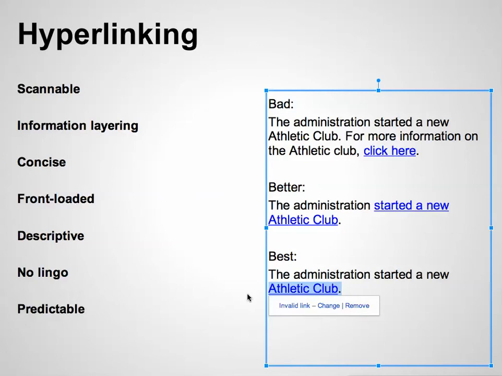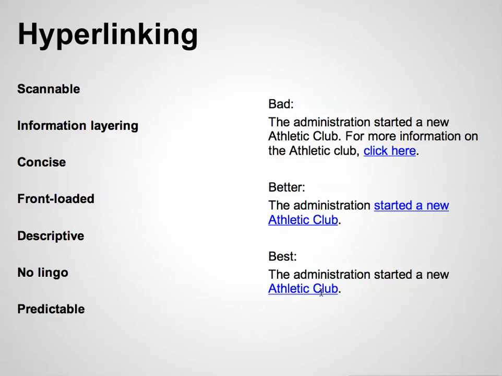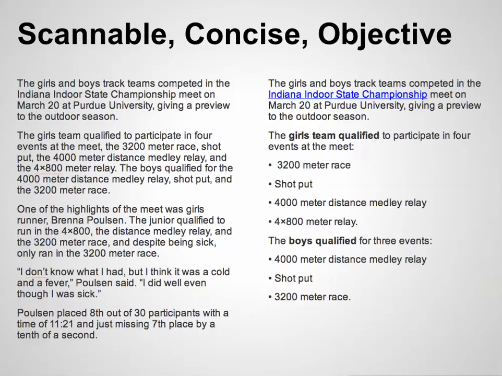The administration started a new athletic club. Clearly when I click on it, I'm going to the administration's athletic club. Okay, and just an example of all three of these put together. The article on the left is pretty much just a list of placings at a sporting event with a quote. What you can do to make this scannable online is put in some links. So let's put a link to the state championship site so I can go see who else won.